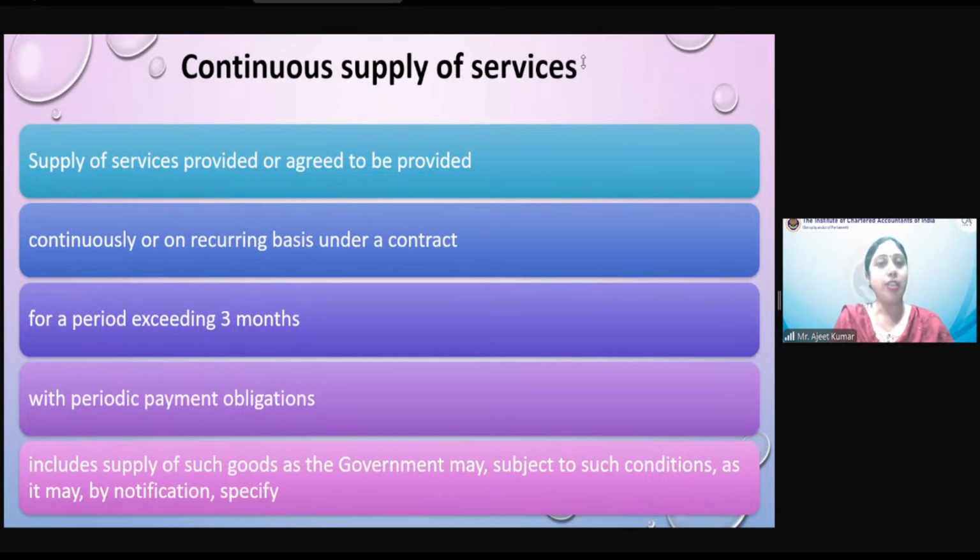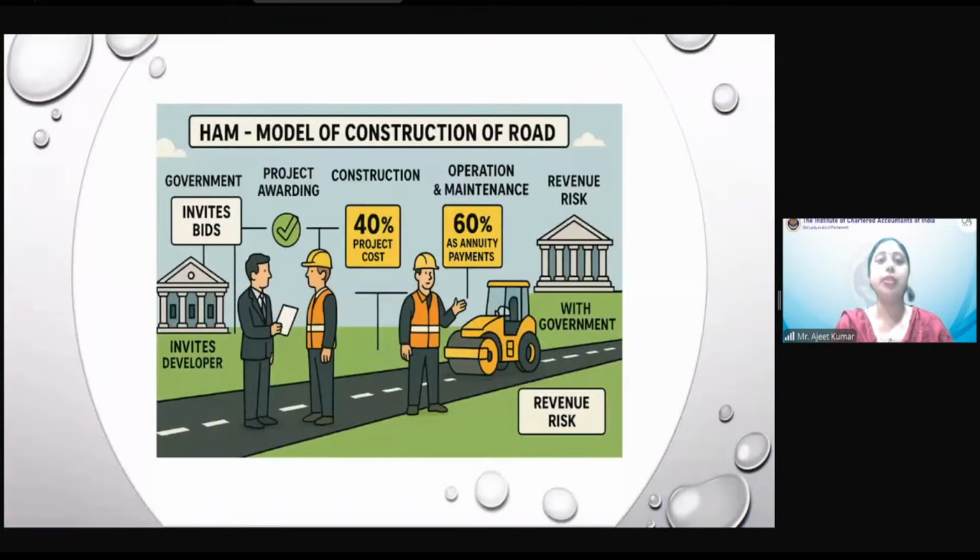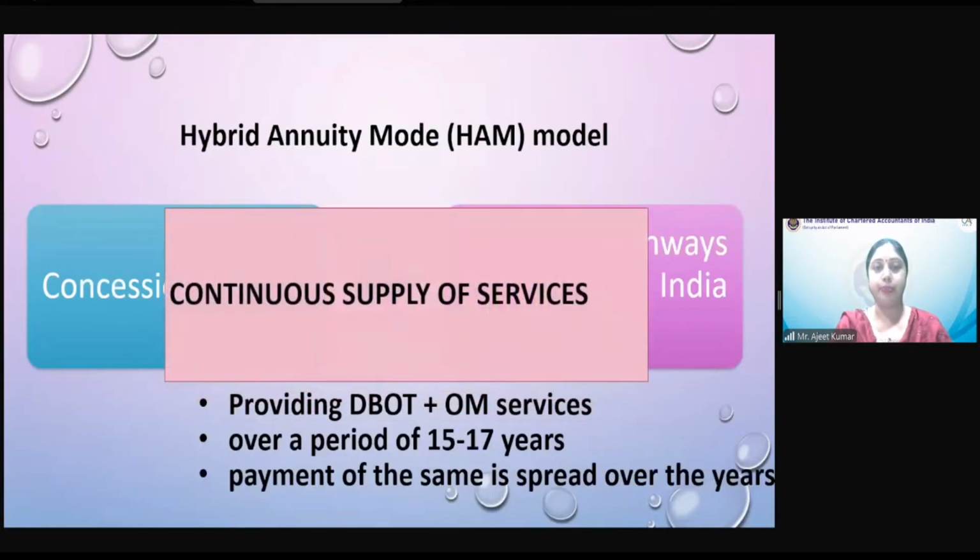So continuous supply of services was that it should be provided continuously or on a recurring basis. The period should be more than 3 months. Here the period is almost 15, 20 years, and periodic payment obligations are there. Because of this, we can conclude that yes, it is a continuous supply of services. And all of you have concluded correctly.